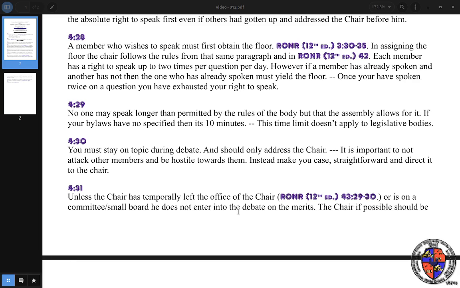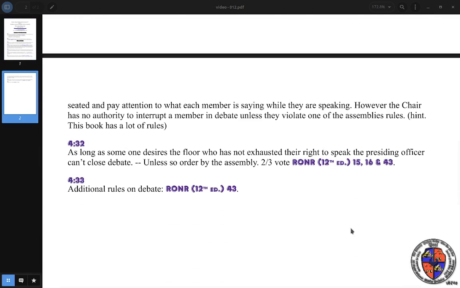Now, unless the chair has temporarily left the office of the chair, that is, he, for this purpose, stepped down, or he's on a small committee or board, he does not enter into debate on the merits. So if we're debating about whether to have a dance Saturday, unless this is a board or a committee, or he steps down from the chair, he doesn't participate. What he does is he merely listens intently and waits for the procedural mechanics to move on.